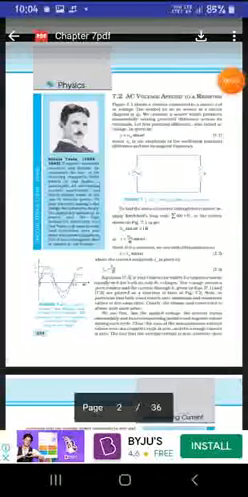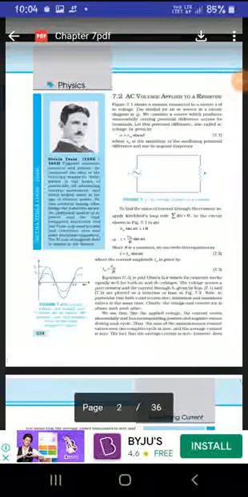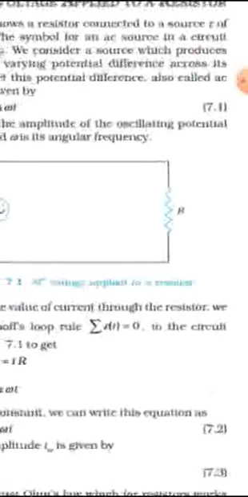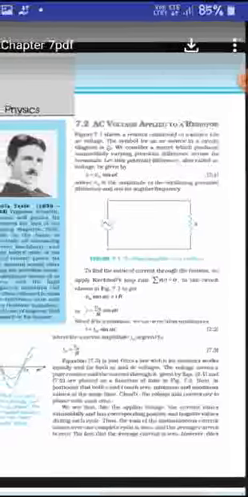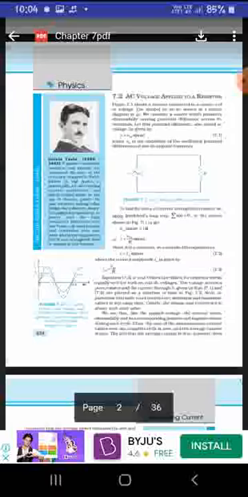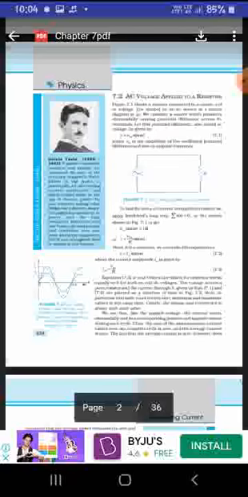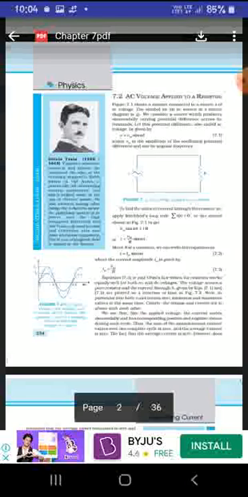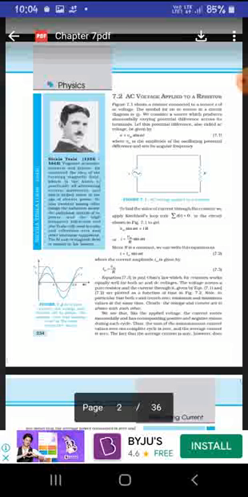AC voltage applied to a resistor. In this figure 7.1, you can see a resistor connected to a source of AC voltage, that is the source E. This is alternating current, AC voltage, and the symbol of an AC source in a circuit diagram is like an S, or we can say like a tilde, like that symbol.